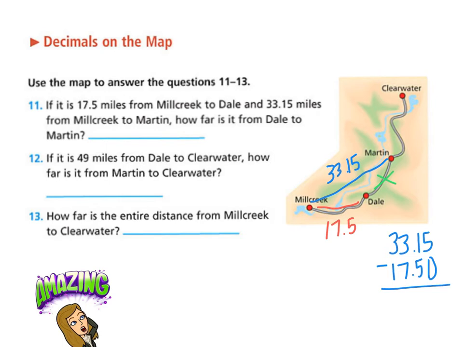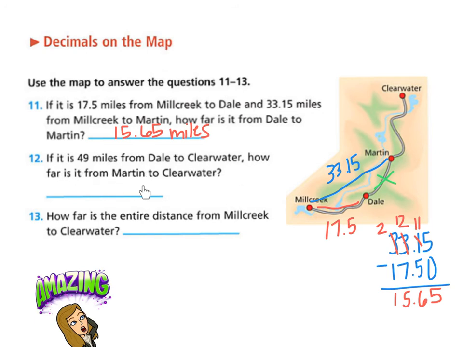All right, so 5 minus 0 is 5. I can't do 1 minus 5, so I have to borrow. So this becomes a 2, giving me a group of 10 plus the one I had, so 11. 11 minus 5 is 6. Bring down the decimal point. 2 minus 7. Okay, gotta borrow again, so this becomes 2, and now this is 12. So 12 minus 7 is 5, and 2 minus 1 is 1. All right, so the distance from Dale to Martin then would be 15 65/100 miles.